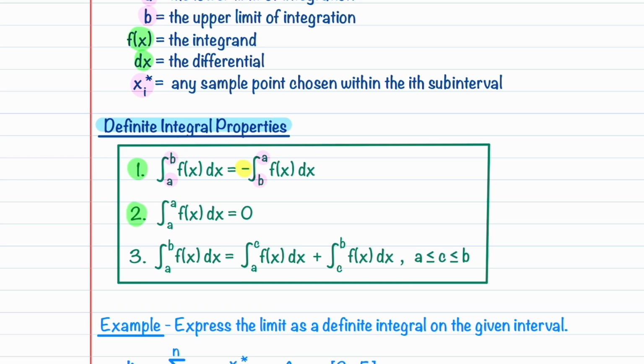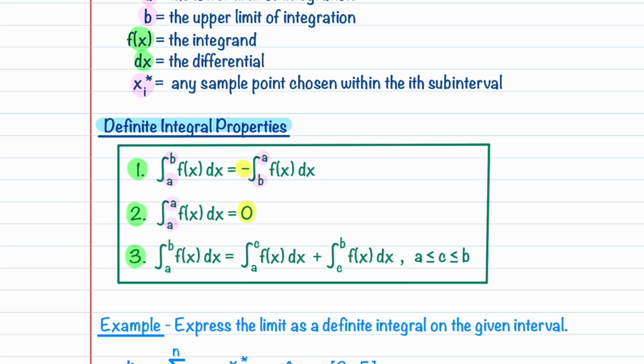The second property tells us that the integral from a to a, notice that that is the same point, of f of x dx is equal to 0. The reason for this is that if you're integrating from a to a, your x value is not changing, so your delta x is equal to 0, and the area under your curve has a width of 0.